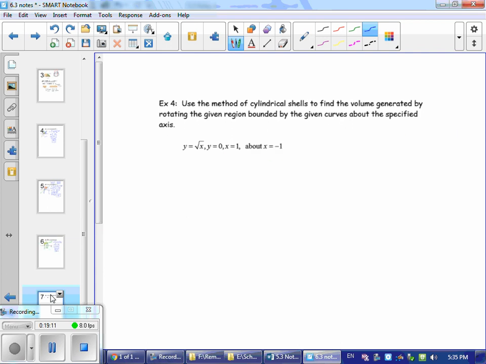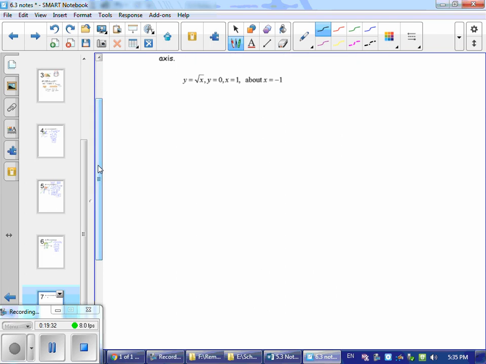All right, last one. This one's got a little bit of a change in it, a little bit different. So let's take a look at what this thing looks like. So we are going to revolve this one around the specified axis. It's going to be bound by the curves. So it looks like we've got the curves y equals square root of x, y equals 0, x equals 1. Let's go ahead and at least sketch the region first. Let's see what we've got. Y equals square root of x. We saw that one before.